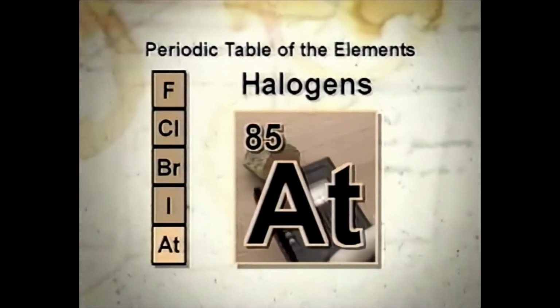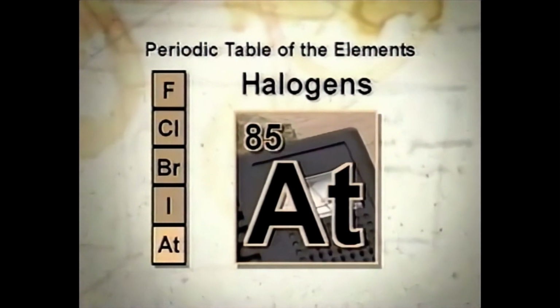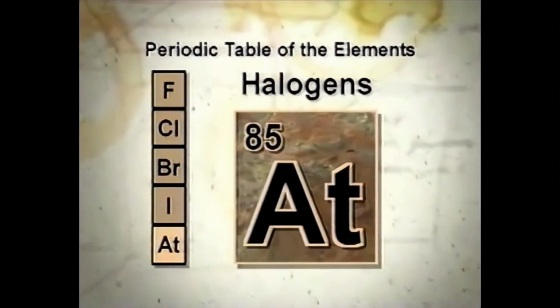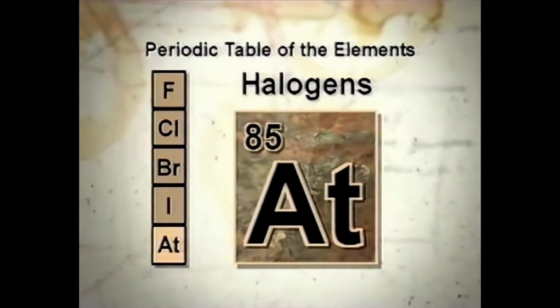Astatine is the only radioactive element of the halogen group. The longest half-life recorded for this element is just over 8 hours. Astatine has a metallic appearance and is semi-metallic in nature.